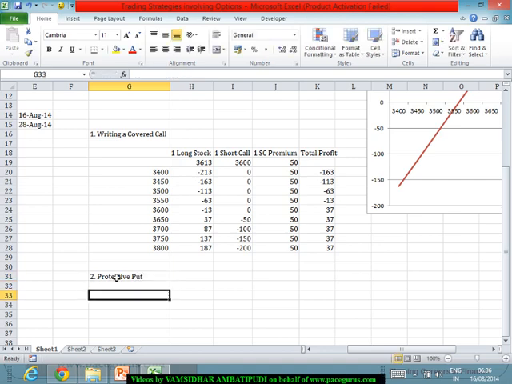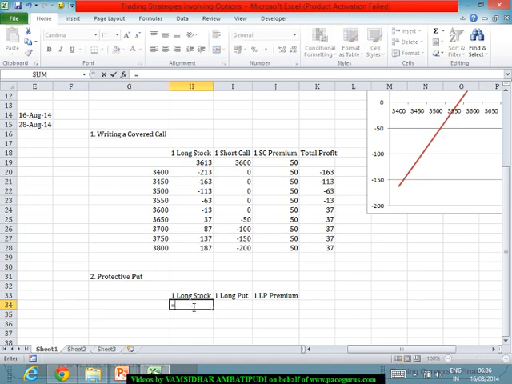Here also, the way we talk about it is one long stock, just like a covered call, but with one long put also. The long put premium is like an outflow for you, right? So initially when we look at this strategy, let's execute the same.